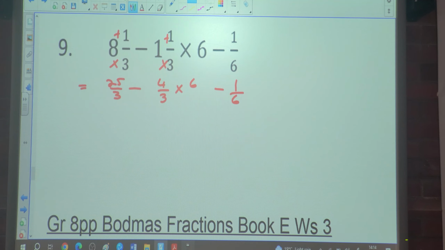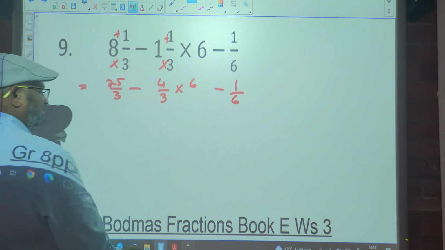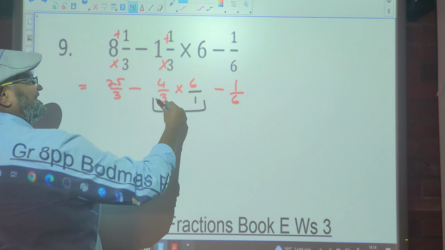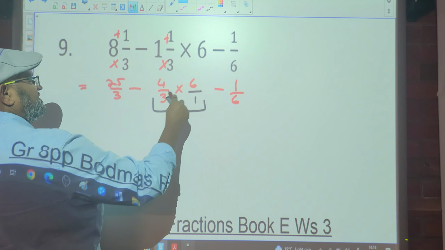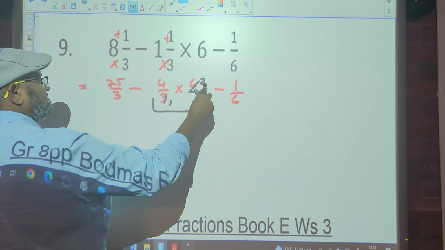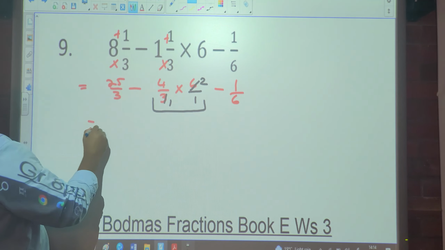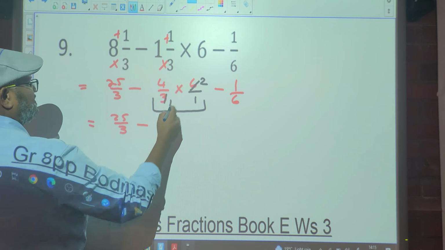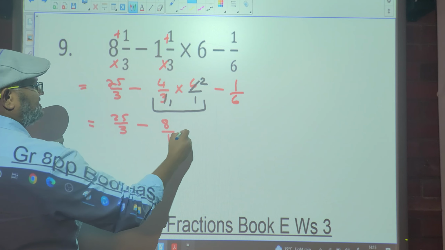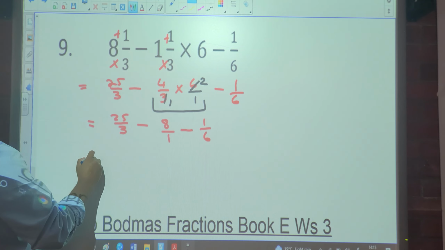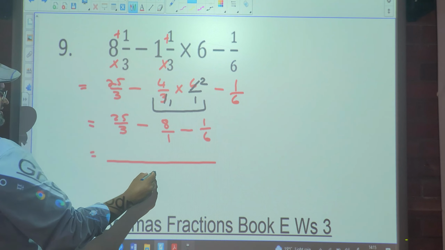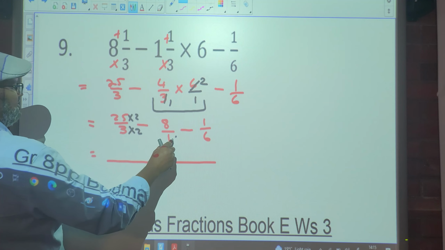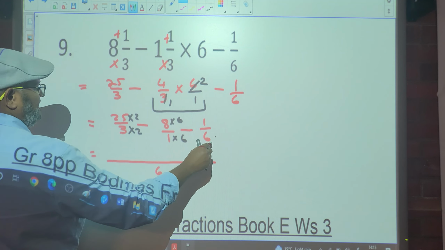So what must be done first? Multiplication. So this part here, not so? It's naturally over 1. Is there anything that can cancel here? 3 goes into 3 once, 3 goes into 6 twice. So I have 25 over 3 minus 2 times 4 is 8 over 1, minus 1 over 6. What's your LCM here, people? 6. So multiply this by 2, this by 6, and this by 1.